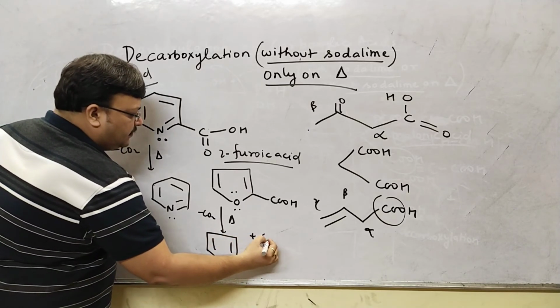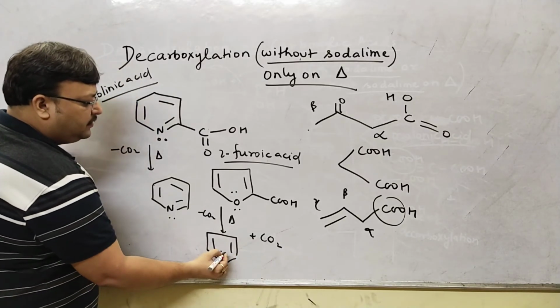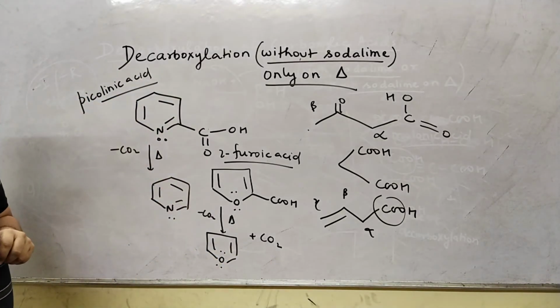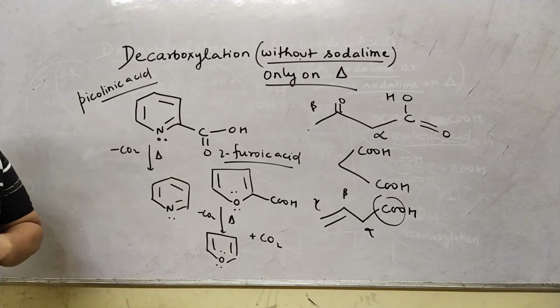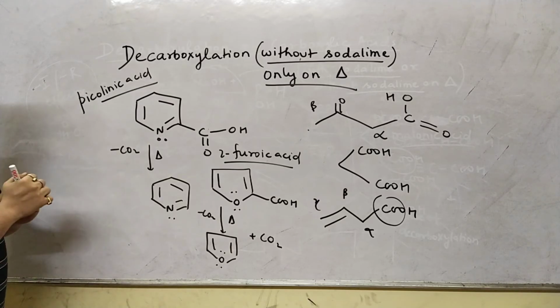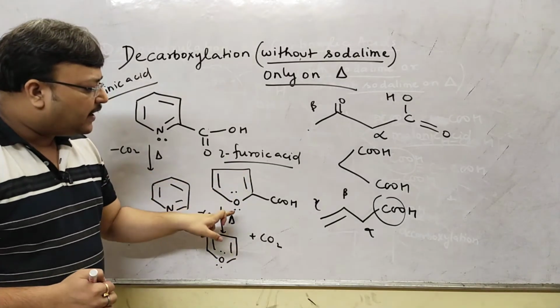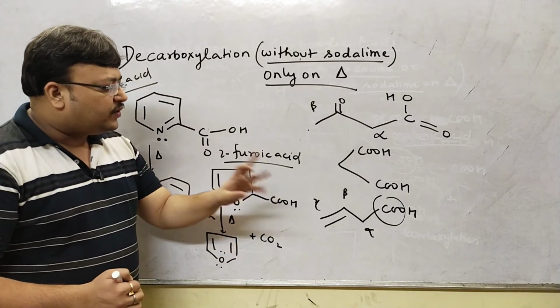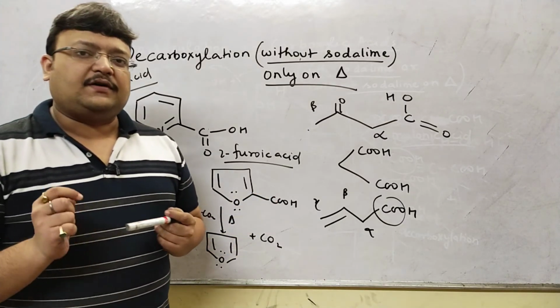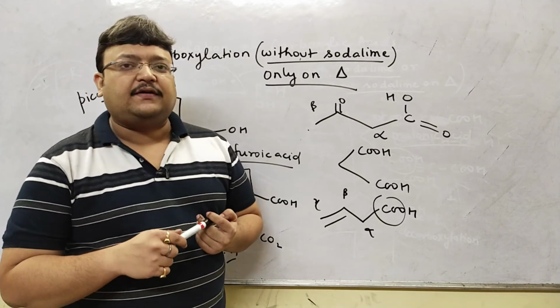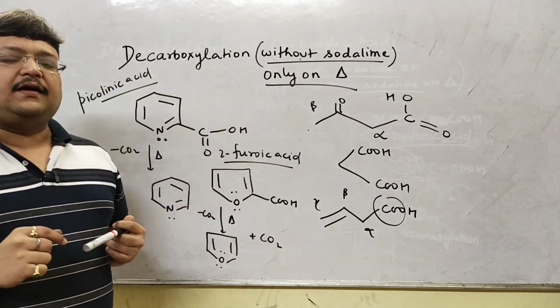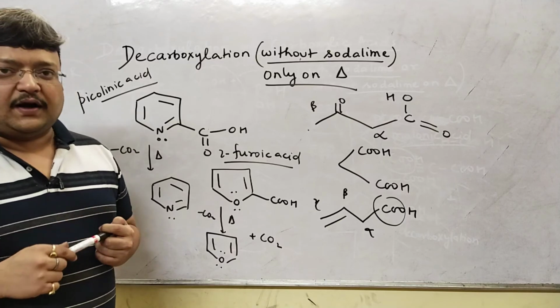But yet again, these are cases which have not come in exams at your level. Maybe you'll just want to know about these cases where you have an aromatic ring, an unused lone pair, and next to it you have COOH. These can also decarboxylate without soda lime mixture. You will want to take a note of everything and apply it wherever it's required.